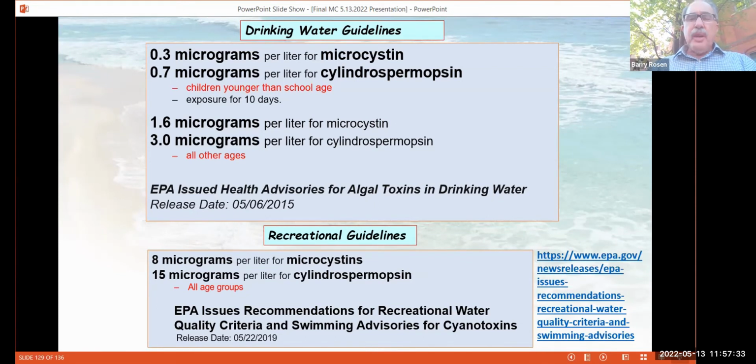So as far as understanding how potent these are, there are drinking water guidelines that EPA promulgated. It's 0.3 micrograms per liter for microcystin, and for another compound, cylindrospermopsin, 0.7 micrograms. But that's for children younger than school age, and the exposure has to be for 10 days. And if you're older than that, you can take a heavier dose. So I don't know how they regulate that at the tap. I don't think you can. You've got to go for the more conservative.